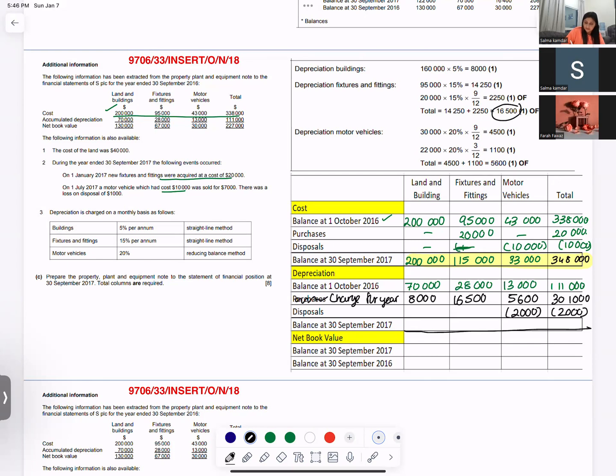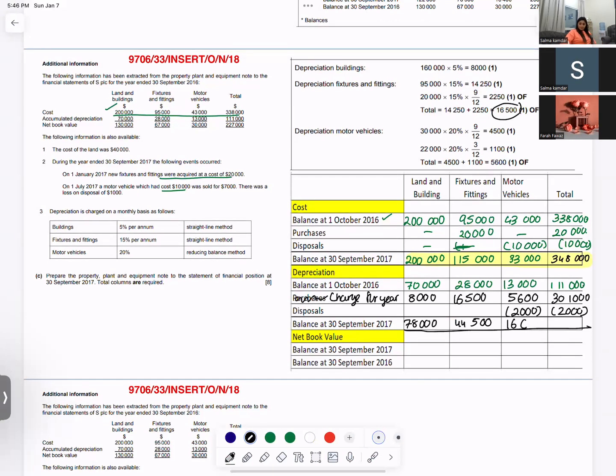Correct? So now give me the accumulated depreciation on the last date. 78,000. 44,500. Next one, 16,600. And total is 139,100.